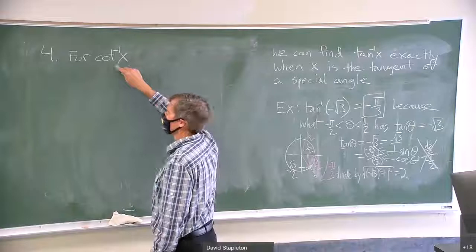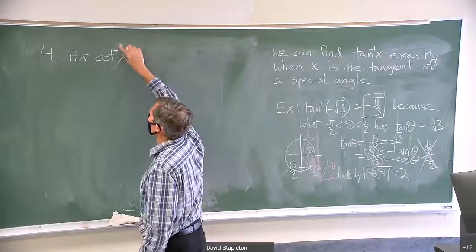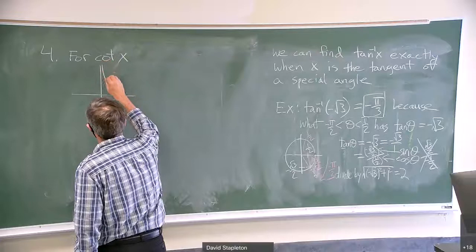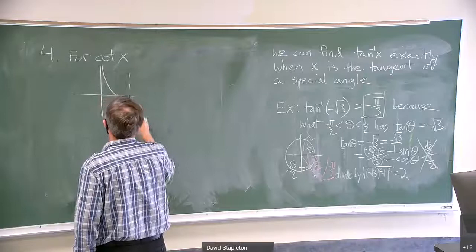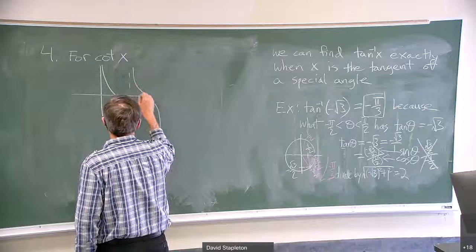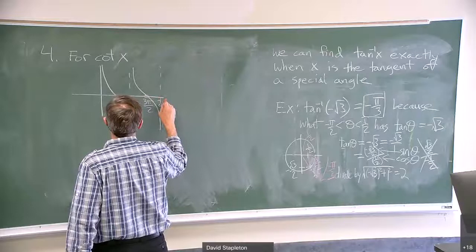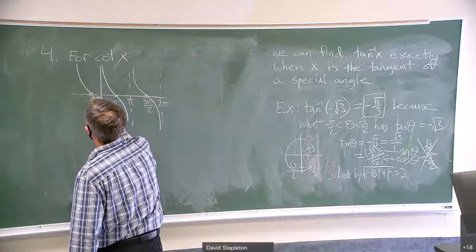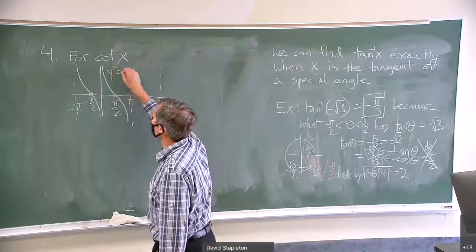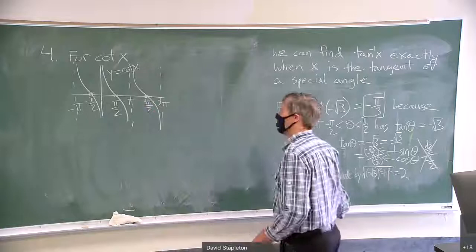calculus occasionally. For cotangent of x, we'll find the inverse function by drawing the cotangent function, which looks like this. It crosses at odd multiples of pi over 2 and it asymptotes at integer multiples of pi. Right, so it looked like this. And it's pi periodic. There's the cotangent function. So what piece of this shall we flip? Because that function is evidently intersected more than once by a horizontal line. The convention is to flip this piece.